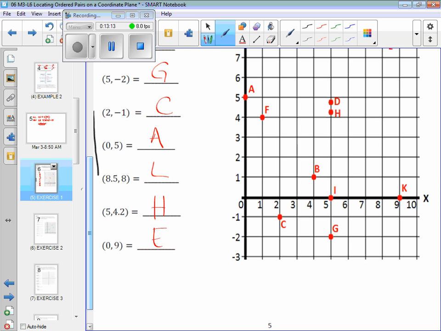This has got to become routinely familiar to move on to lesson 7. It takes a little bit of practice. Just remember, x is first, y is second. Wait, I don't think there's an E on here. Oh wait, yeah, there is. Never mind. Okay, let's go to the next page.